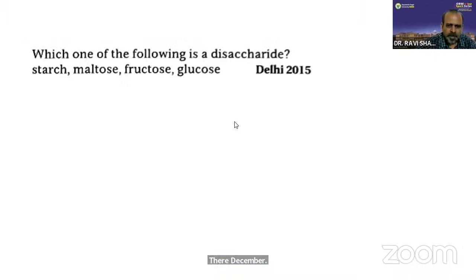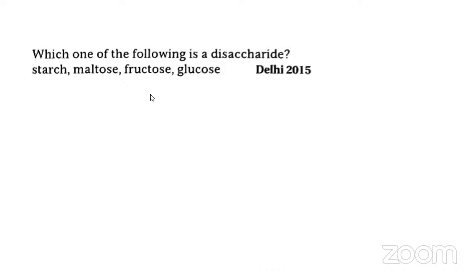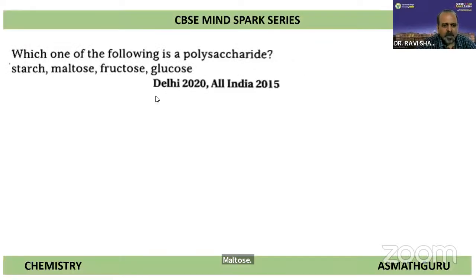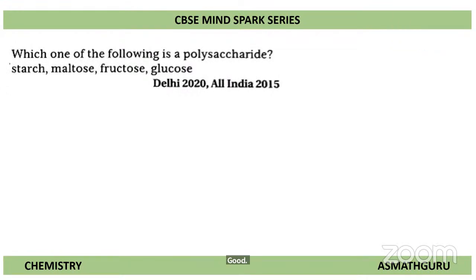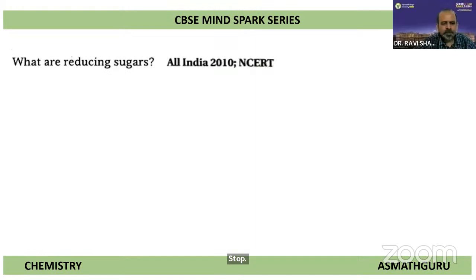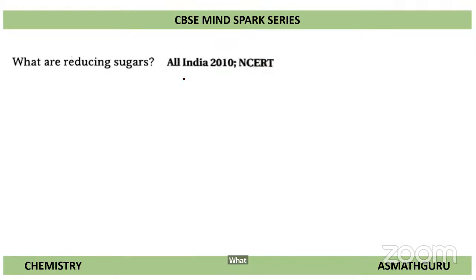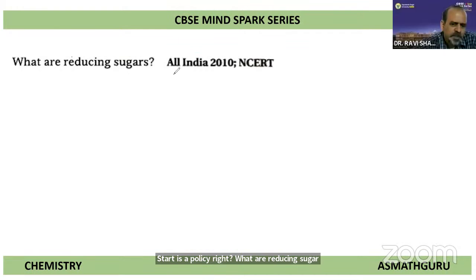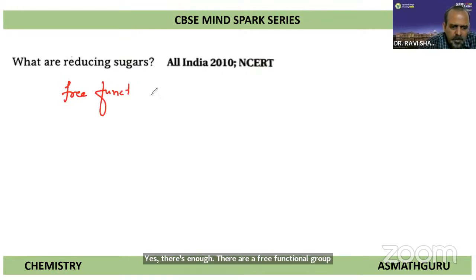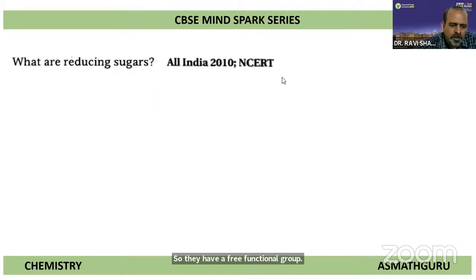Which one of the following is a disaccharide? Maltose is a disaccharide. Starch is a polysaccharide. Which of the following is a polysaccharide? Starch. What are reducing sugars? They undergo Tollens' and Fehling's tests and have a free aldehyde functional group. They reduce Tollens' and Fehling's solution.